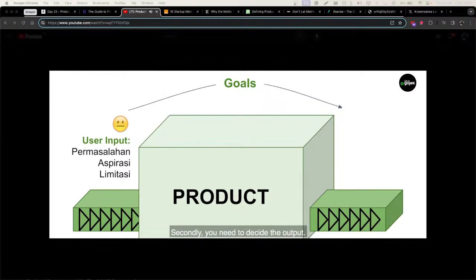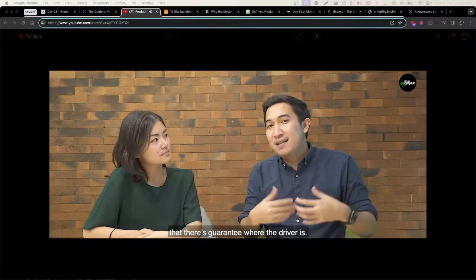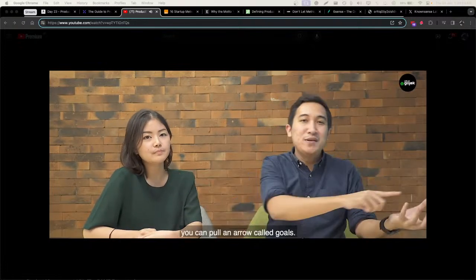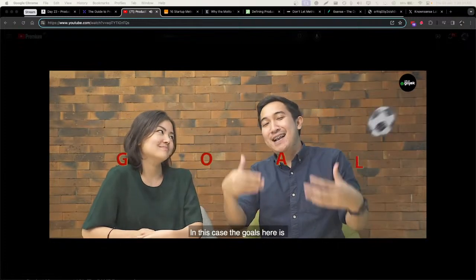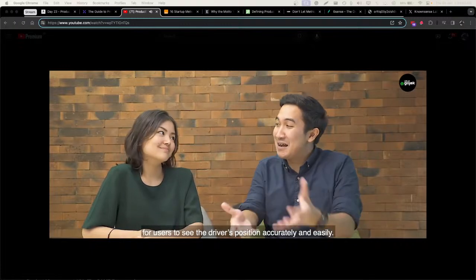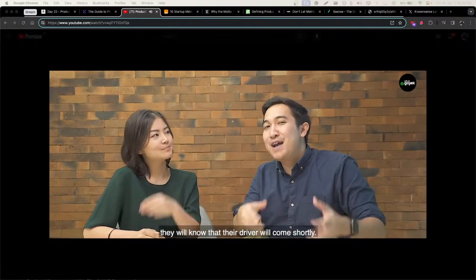Nah yang kedua lu harus decide outputnya. Output itu kayak outcome atau value yang user lu mau rasain gitu. Berarti di sini adalah mereka merasa tenang, ada jaminan drivernya di mana gitu. Nah dari input ke output ini, lu bisa tarik sebuah arrow yang namanya goals. Berarti goalsnya di sini adalah users harus bisa melihat posisi driver mereka secara akurat dan secara gampang gitu. Apalagi kalau driver itu udah deket, jadi mereka tahu drivernya akan datang dengan cepet.